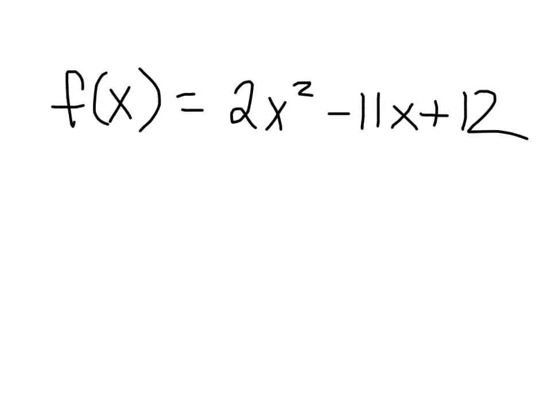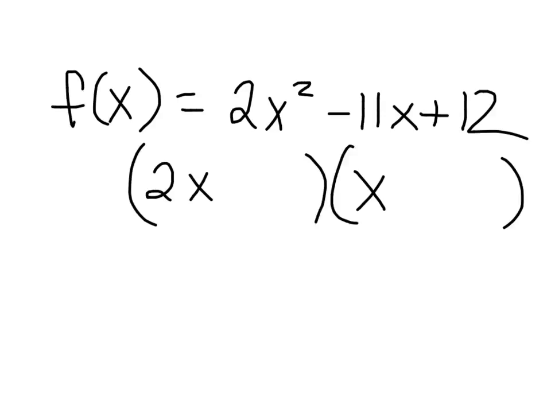So, what times what gives me 2x squared? It's got to be 2x and x. What times what gives you 12? I'll give you this hint about factoring. Remember, if the back sign's positive, then the same sign. So they're both supposed to be negative. What times what gives me 12?